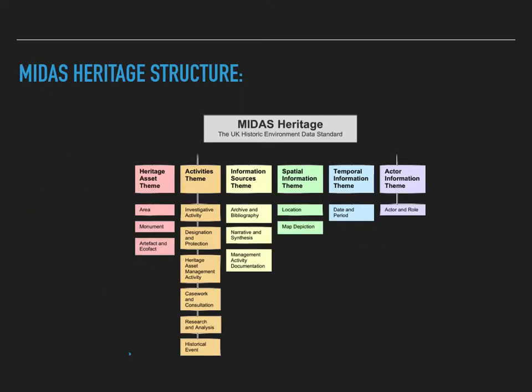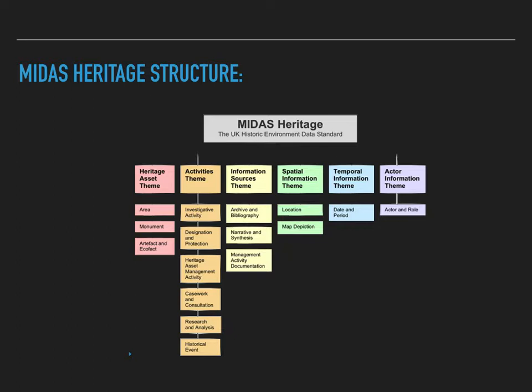here we have a general overview of what MIDAS calls themes. I hesitate to draw too much of a comparison, but they're sort of like our Dublin Core elements. MIDAS breaks these elements into main themes, which are heritage asset, activities, and information sources. And then supporting themes, and those would be spatial information, temporal information, and actor information.